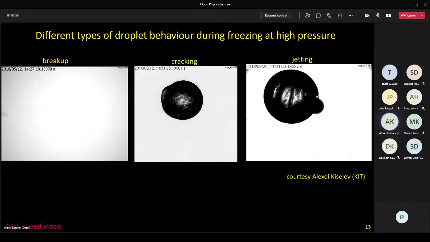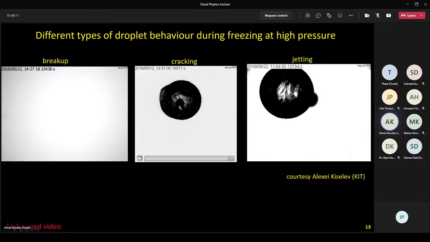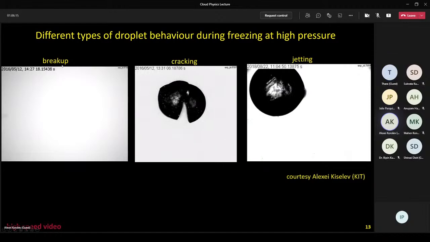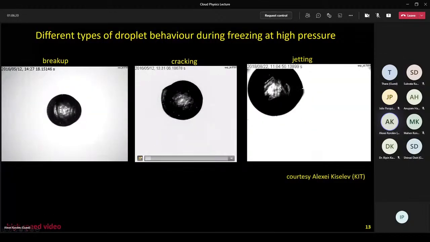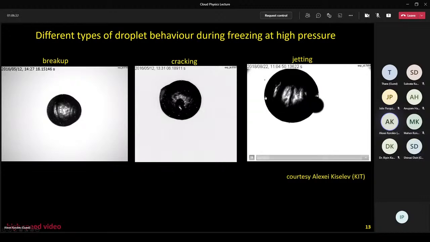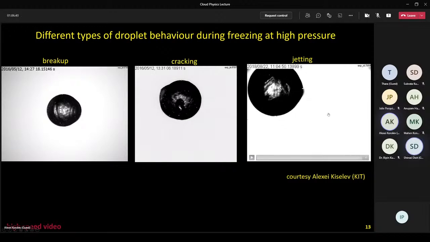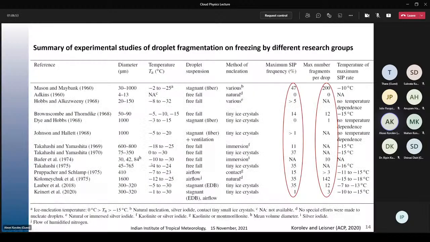particle droplets during freezing, there are several different modes which were identified by, again, I got this video from Alexei Kiselev. So they recognize breakup, cracking. You see that the droplet cracks and then closes back, and the crack is refilled, or jetting, when due to excessive pressure inside, the water is jetting out of the droplet. So there are several different mechanisms of generating secondary ice.